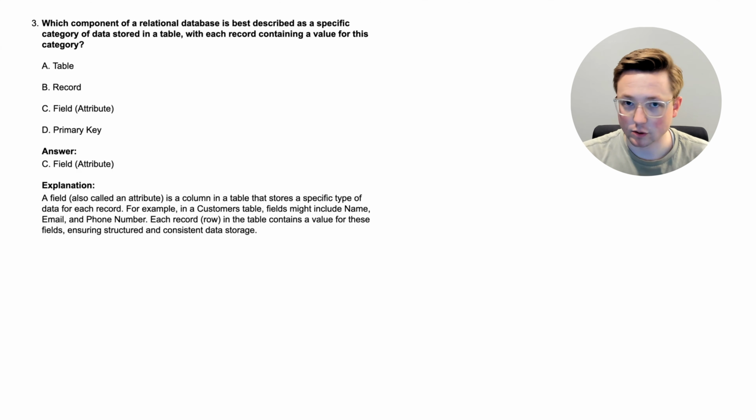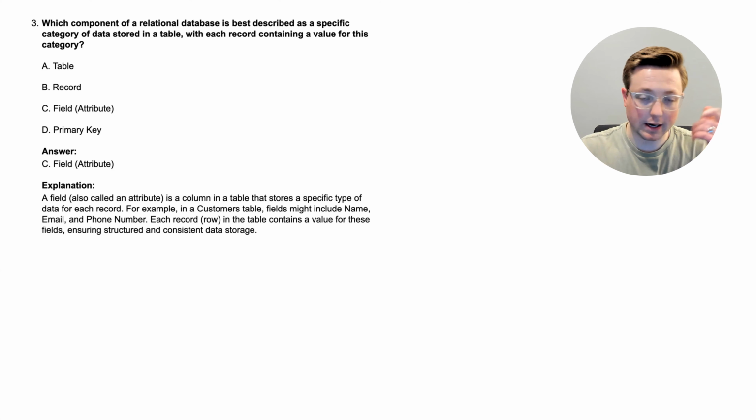A field, and it's also called an attribute, they're used interchangeably, is a column in a table that stores a specific type of data for each record. For example, in a customer's table, fields might include name, email, and phone number. Each record, and that's the row, remember, in the table contains a value for these fields, ensuring a structured and consistent data storage. So you're getting the idea here.